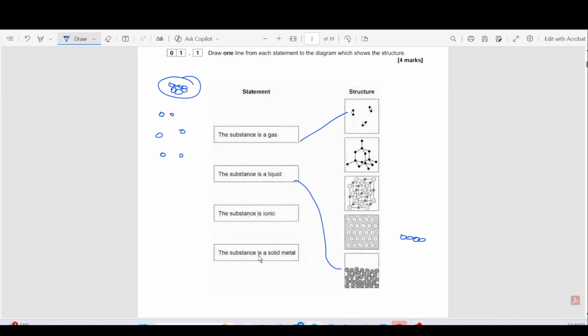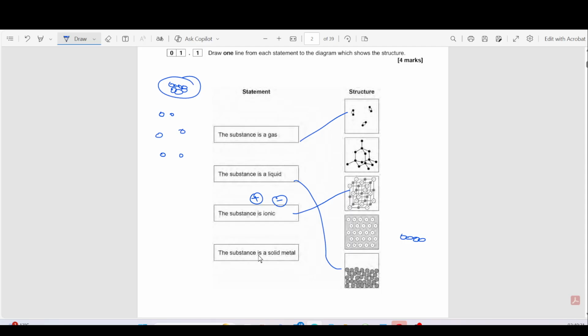Then the next substance is ionic. So this will match with this ionic here, because here you can see there is a positive and negative sign, right? So this matches with the third one. This is a lattice of large and small cubes. Ionic means it has charges. It can be positive and negative charge.